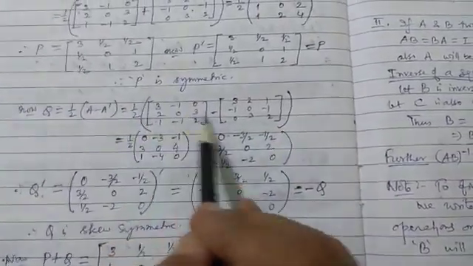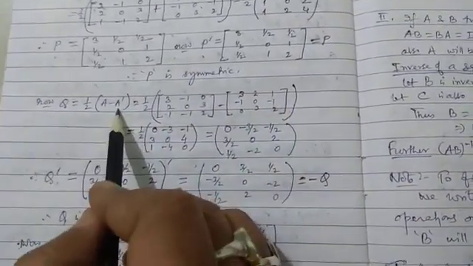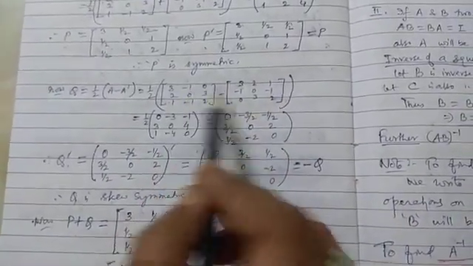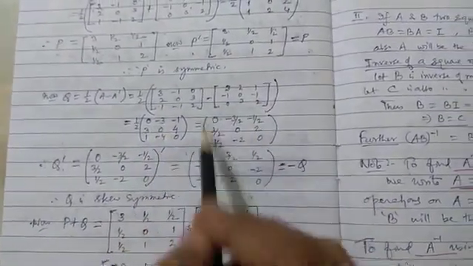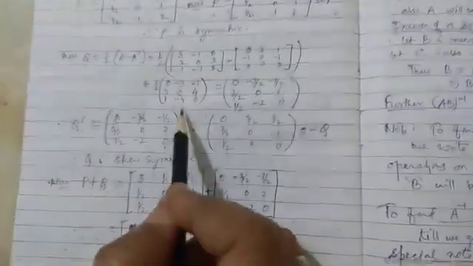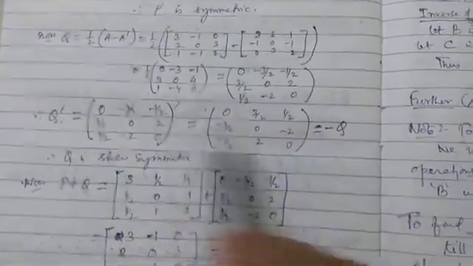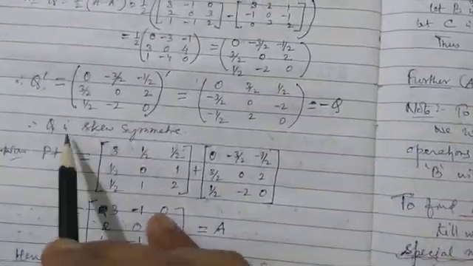Now half of A minus A transpose. So A is this, so transpose is this. Now we are subtracting: 3 minus 3, minus 1, minus 2, and correspondingly writing, we are getting this one. Half is multiplied, we are getting this. Now Q transpose, again we are doing rows to columns, and whatever we are getting is minus Q. So Q is skew symmetric.